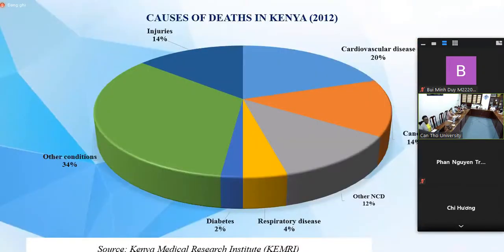So I'm going to show you a brief summary, even though this data is a little bit outdated, but this is what we have on the internet: the causes of death in Kenya. As you can see, cardiovascular disease is one of the highest causes. Then we have cancer, then other non-communicable diseases, respiratory disease, diabetes, and other conditions. If we combine cardiovascular disease, cancer, other NCDs, and diabetes, we can say that non-communicable disease is a very large contributor of death in Kenya.